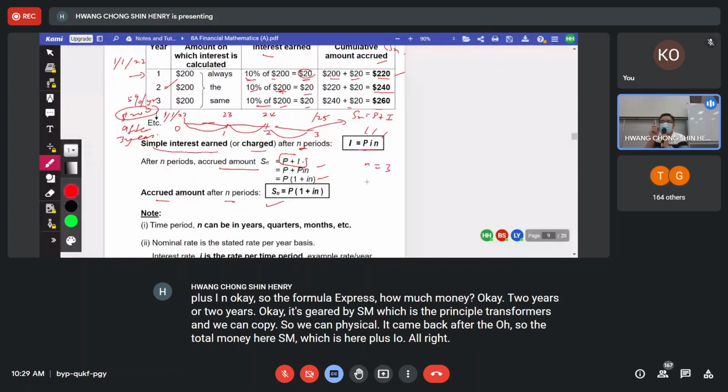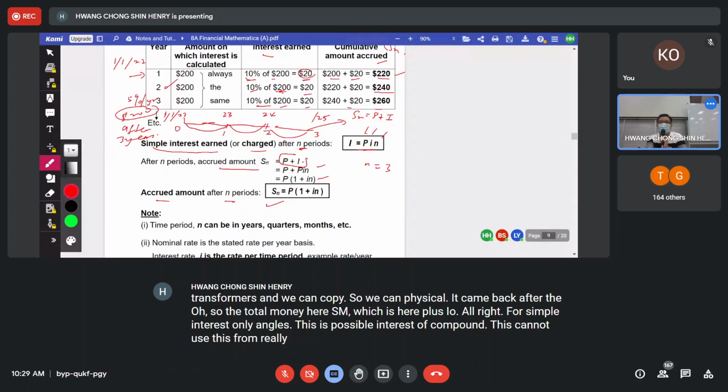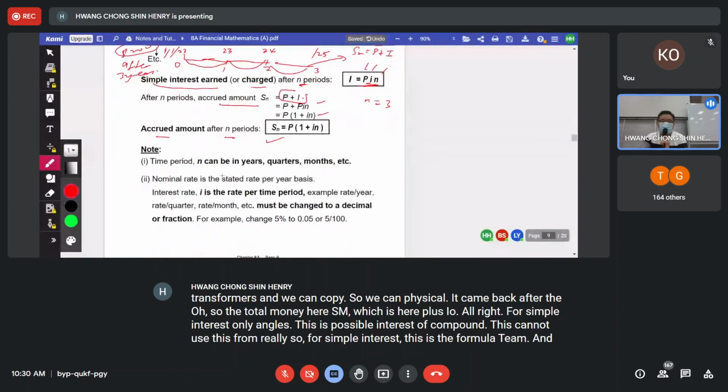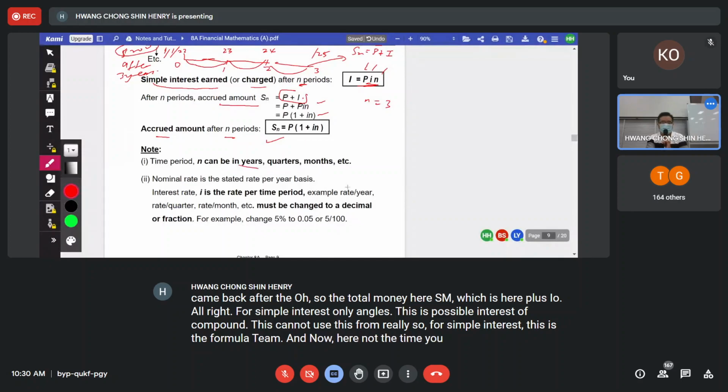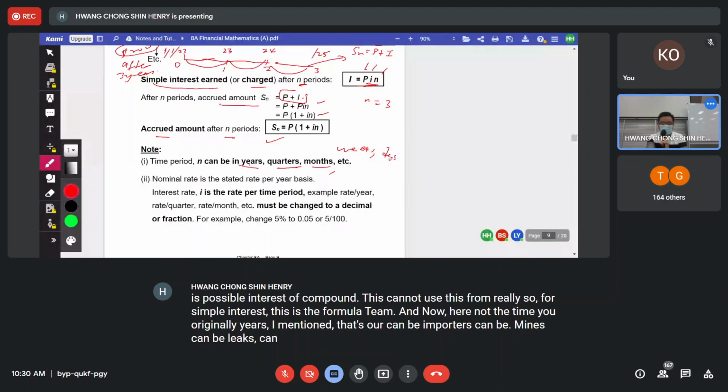Alright. This is for simple interest only, guys. For compound interest, you cannot use this formula. So for simple interest, this is the formula: P times I times N. Now here note the time period can be years, I mentioned just now, right? Can be quarters, can be months, can be weeks, can be days.